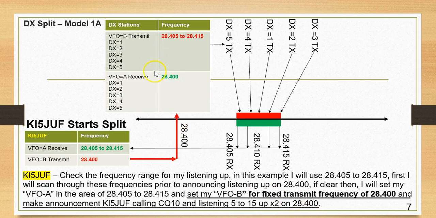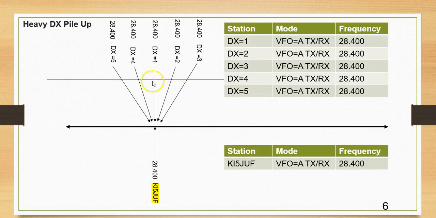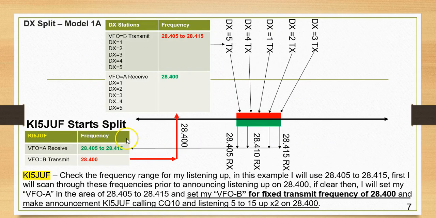Now, guess what? All of these stations that are listening on 28400, they're going to hear that. So what I'm expecting them to do is also go into split operations. They're going to set their VFO-B for this frequency range, because now I've announced that I'm listening on 5 to 15 up.